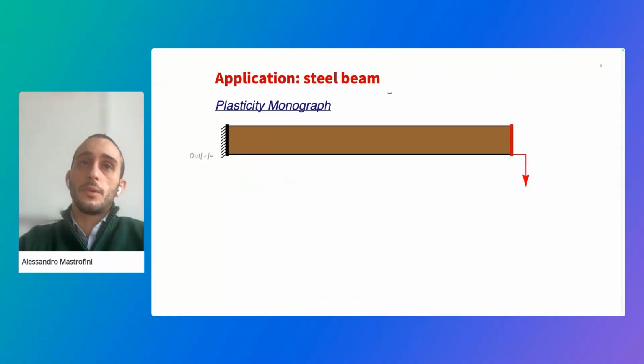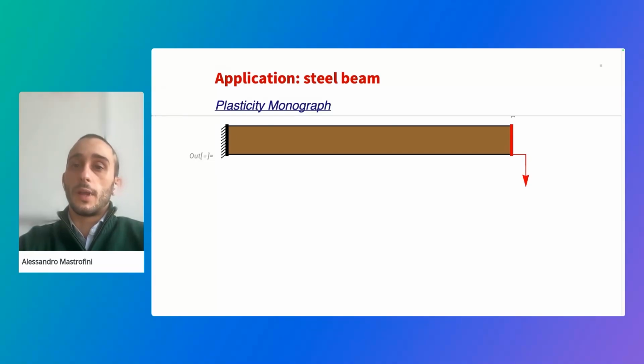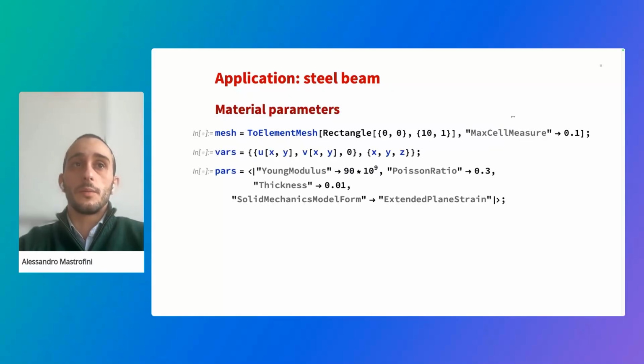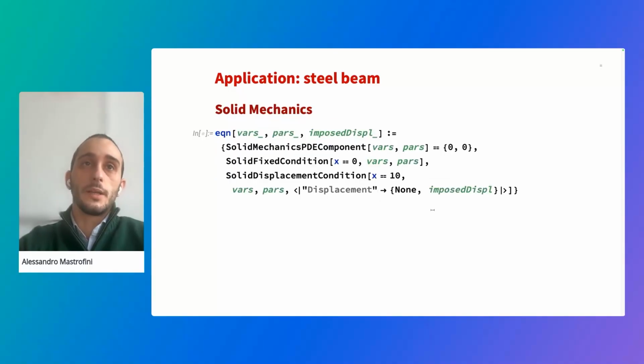Let's start with an example. This is a beam directly from the monograph. It is a rectangular shaped beam where the left side is fixed and the right side has an applied displacement. We're going to set up the classical solid mechanics layer. So we have the mesh, we have variables, we have parameters: Young modulus, Poisson ratio, and thickness. And of course, since we are representing a 2D model, we need to express if it's plane stress or plane strain, and so we pick plane strain. We're going to set up the equation.